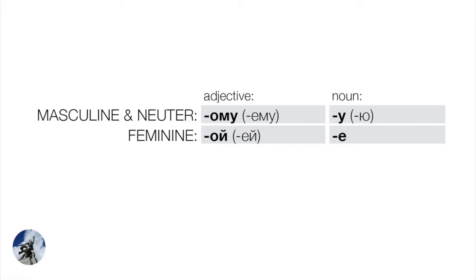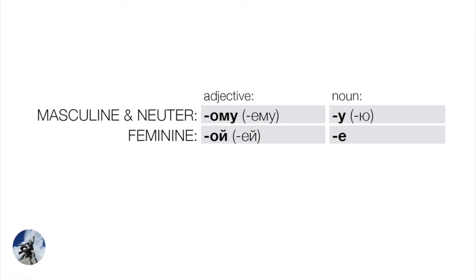Now, what about soft masculines or neuters? Well, again, these soft forms are usually going to be very predictable. They're just going to be the soft versions of whatever the hard endings are. So the soft version of omu would be yemu. The soft version of u would, of course, be yu, right? So that's pretty easy to think about, right?